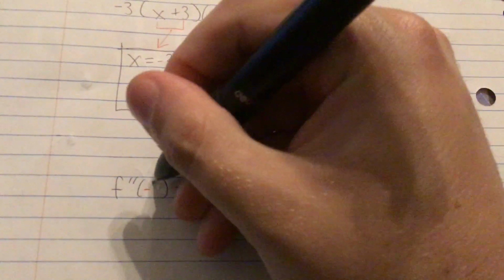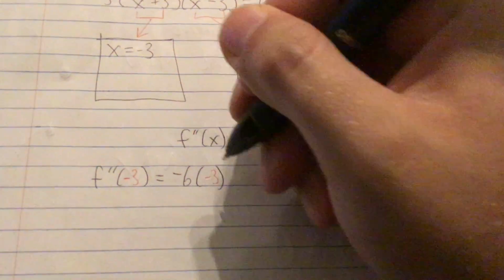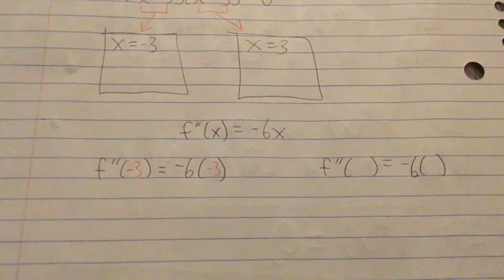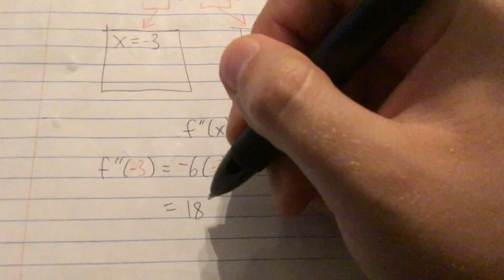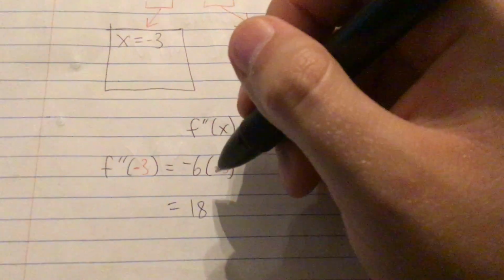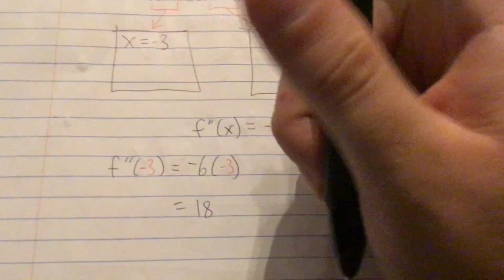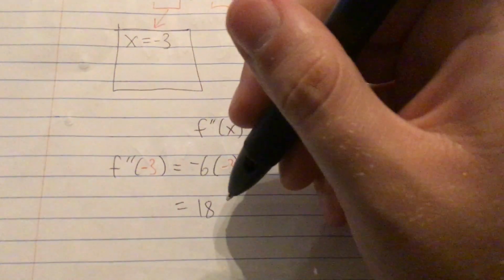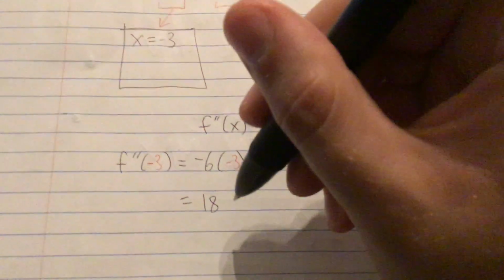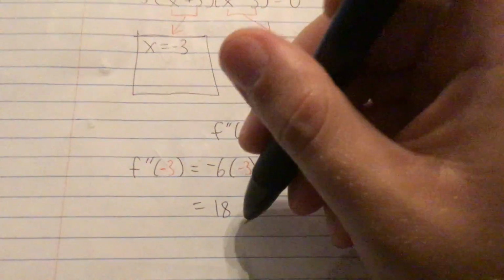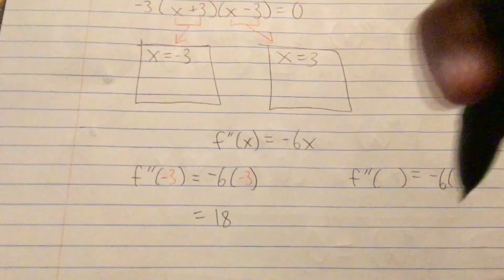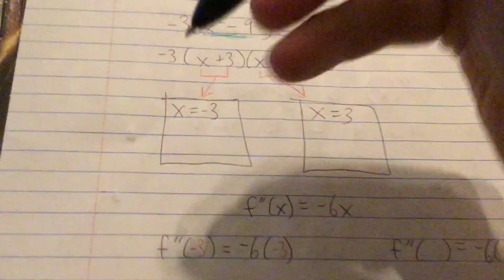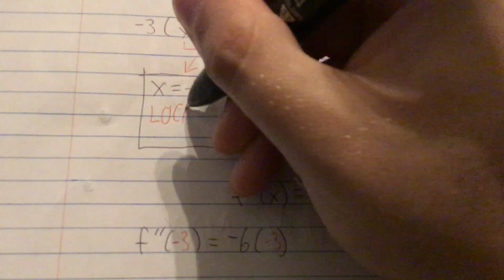So if I plug in f double prime of negative 3, negative 6 times negative 3 is positive 18. Hey, I like that. Well, just the fact that it's positive. The acceleration is 18. But the fact is, if the acceleration is positive, that means it's about to rise. So if it's a horizontal tangent line and then it starts to rise, those are the properties of a local min.